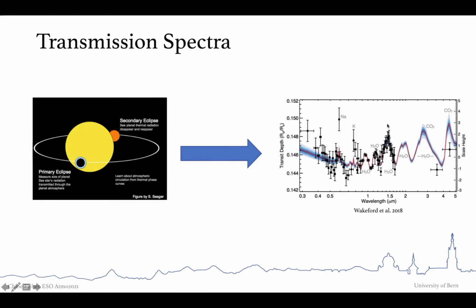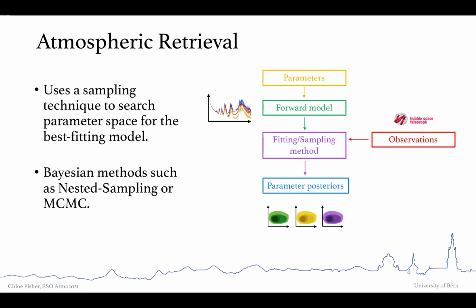So very simply, it runs like this flowchart on the right. You choose some atmospheric parameters, you feed those into your forward model, and then you use some sampling technique that is going to check your model against your observations. And then from that, you get posterior distributions of the parameters from your model.